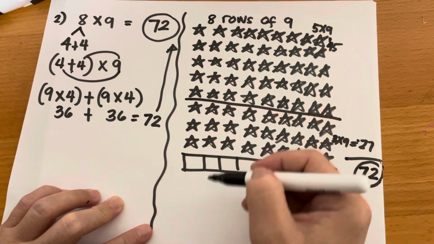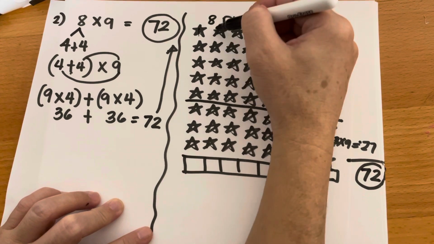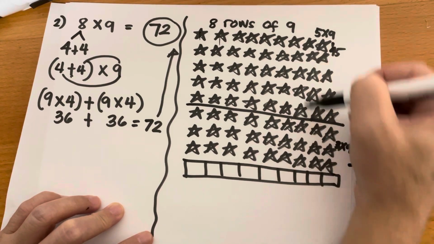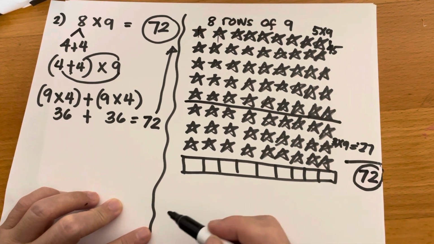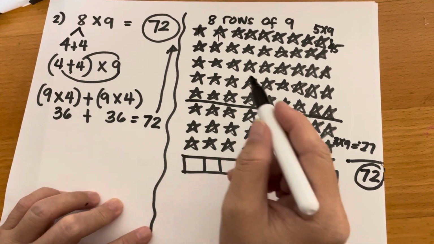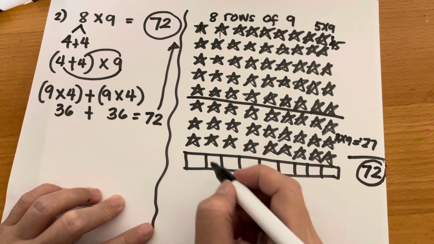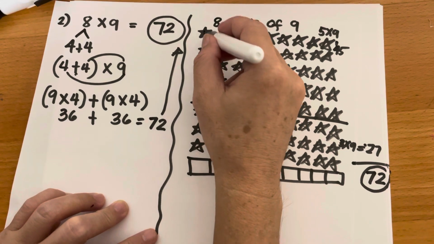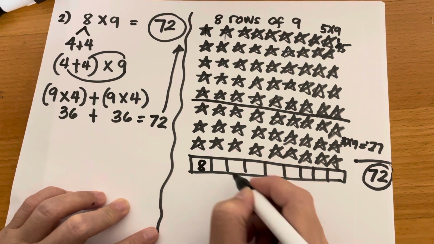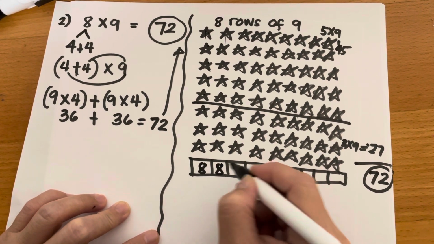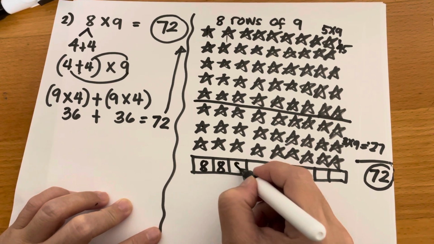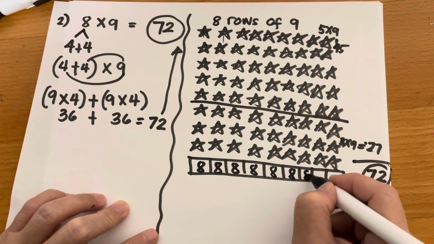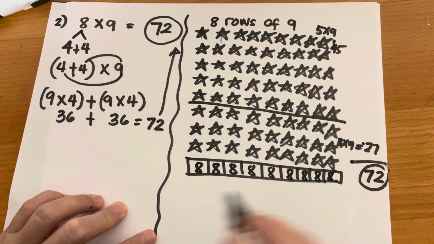So how many columns do we have? You have 1, 2, 3, 4, 5, 6, 7, 8, 9. 9 columns. So 8 rows of 9 columns. Okay, so how many in each column? 1, 2, 3, 4, 5, 6, 7, 8. So I will write 8. This also 8, right? This one is also 8. 8, 8, 8, 8, 8, and 8.